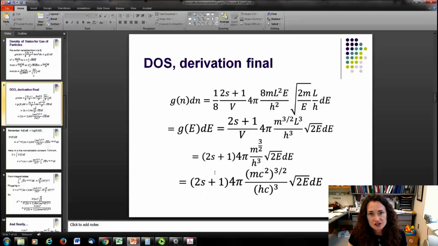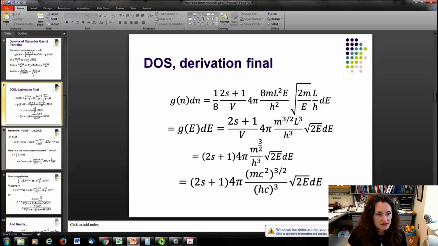Okay, so this is our expression for the density of states for our ideal gas. So there you have it: (2s plus 1) 4 pi, (mc squared) to the 3/2 over (hc) cubed, times the square root of 2E dE. That's our g of E dE.